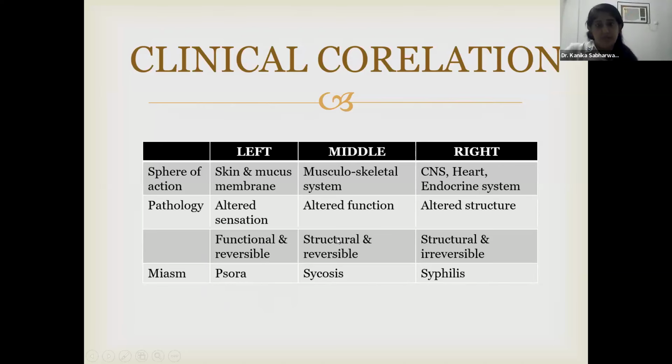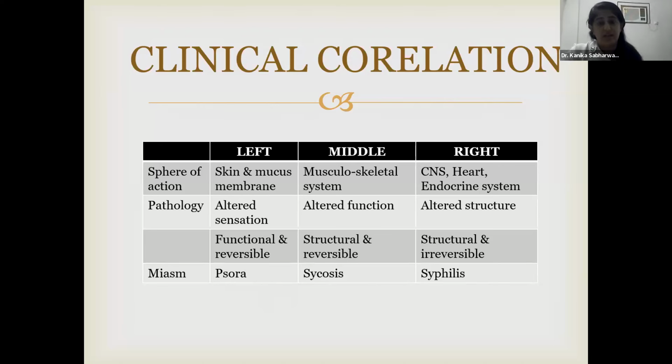The ones in the middle of the periodic table are more psychotic, where there are structural changes, but you can reverse it, right? If you're treating a ligament tear, grade 1, grade 2, it is a structural change. But yes, it can be reversed. So that is the psychotic pathology.